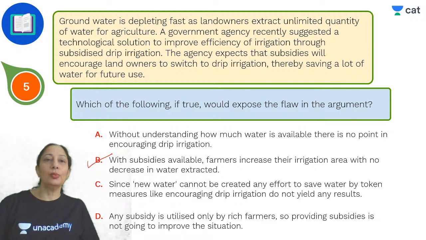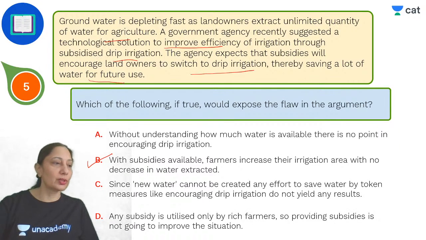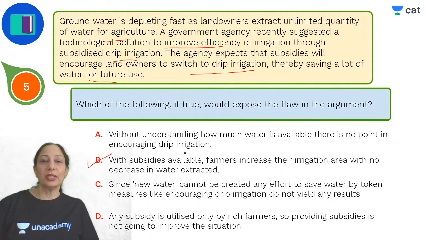So he's saying groundwater is depleting, landowners extract unlimited water for agriculture. Government agency recently suggested a technological solution to improve efficiency of irrigation through drip irrigation. The agency expects the subsidies will encourage them to switch to drip irrigation, therefore saving a lot of water for future use. Right? With subsidies available, farmers increase their irrigation area with no decrease in water extracted.